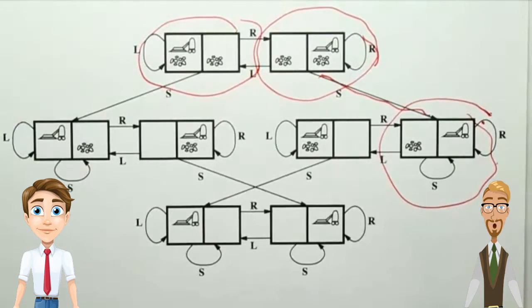This figure shows all 8 states of the vacuum robot problem. The first state is the robot is in square A. Square A is dirty and square B is dirty. The second state is the robot is in square B. Square A is dirty and square B is dirty. So, to move from the first state to the second state, the robot should take the move right action. The third state is the robot is in square B and square A is dirty. So, to change from the second state to the third state, the robot should take the clean action.